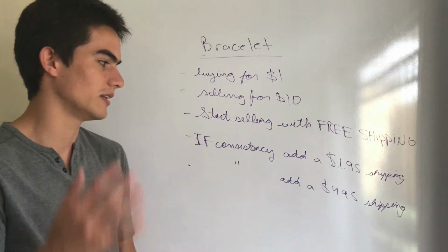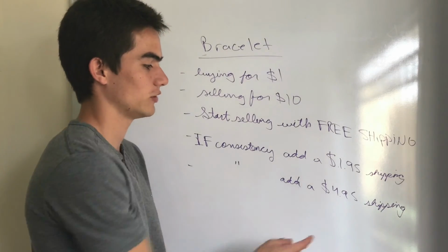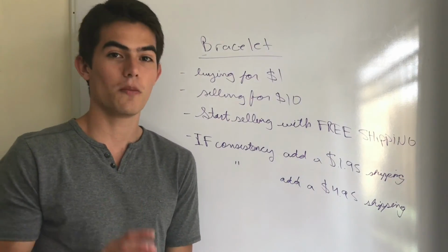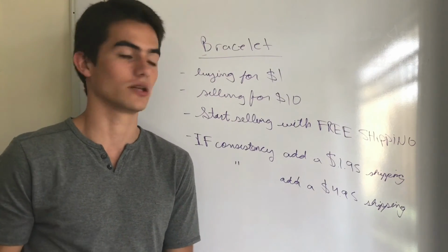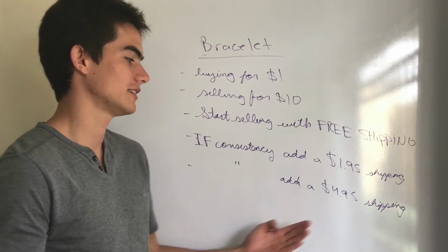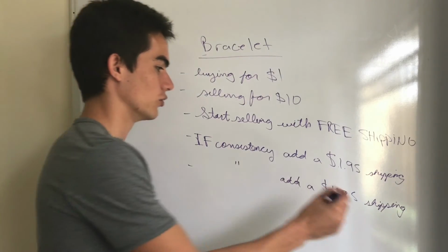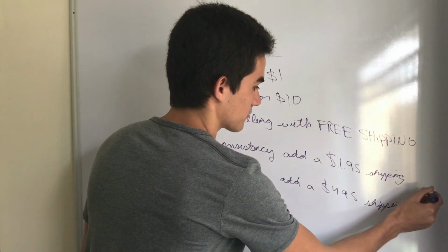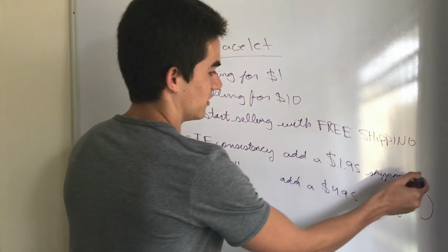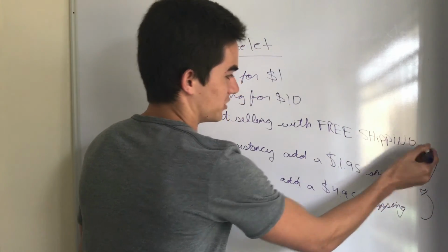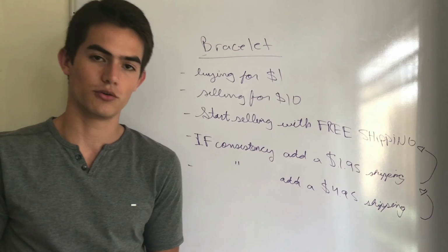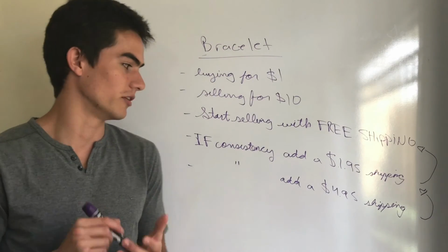But the concept is the same. You want to test another shipping rate to see if you can add an extra $2.5 to every single order. And if it's still selling, great, you increase your profits. If it's not selling, you can go down one step. If this was not selling, you can go back to free shipping. See how it is? That's how you increase your profit margins.